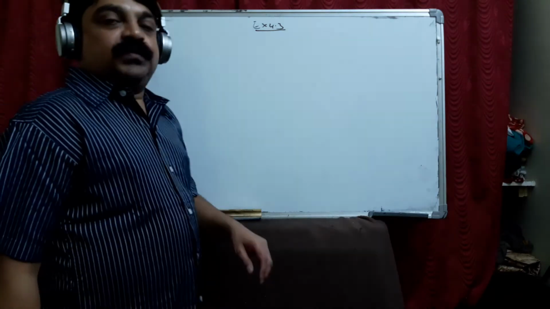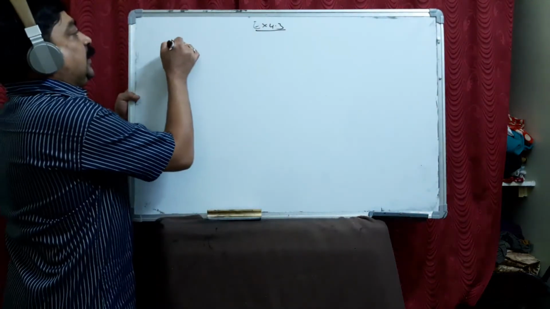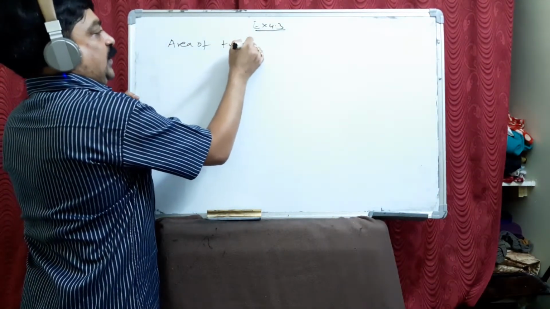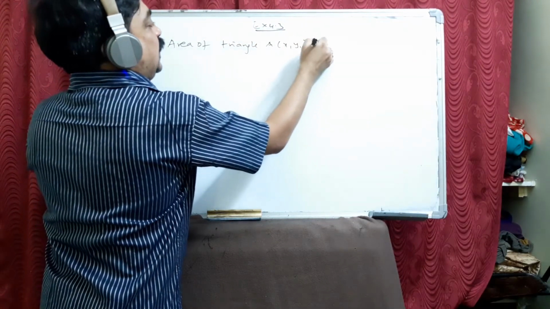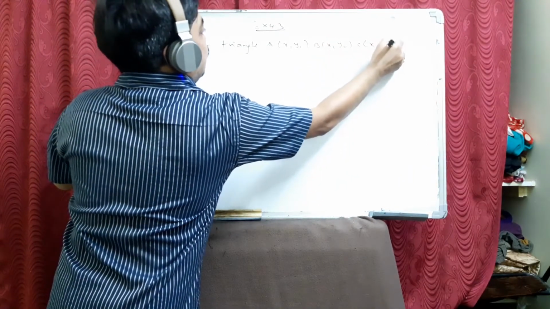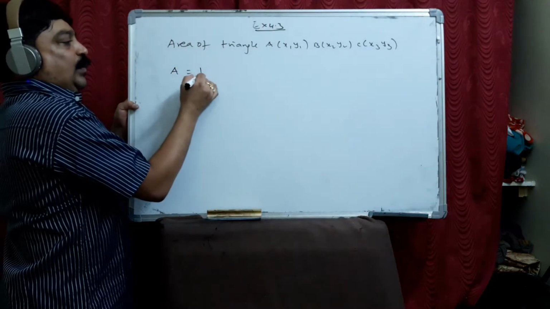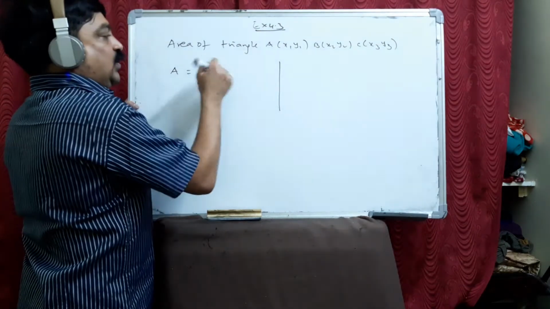Hi students, in this video you can learn how to find the area of a triangle using determinants. The area of a triangle formed by 3 points A (x1, y1), B (x2, y2), C (x3, y3) as vertices, using determinants, is given by the formula 1 by 2 into the determinant of, and the value is a modulus.